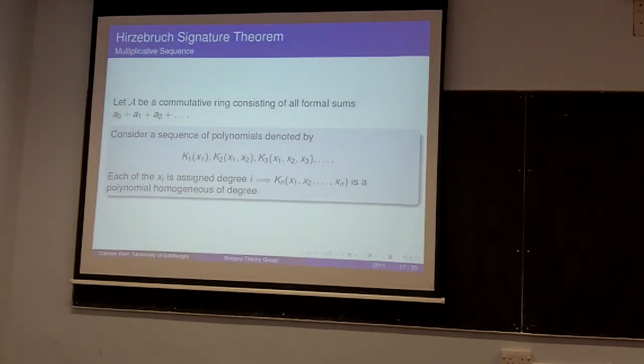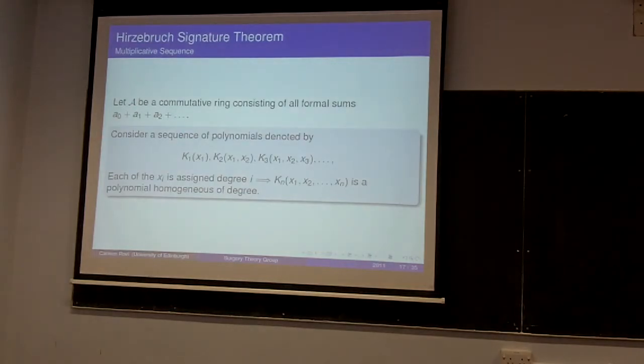Well, first of all, a little bit of notation. I'm going to refer to this big A as a commutative ring consisting of formal sums of this form. And well, a unit in that ring should then look like this.